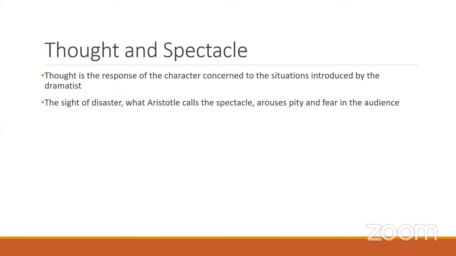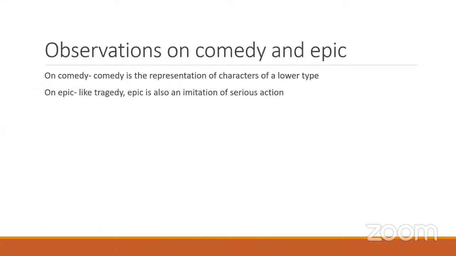Okay. Then observations on comedy and epic. Aristotle's observation on comedy and epic. What do you mean by comedy? Comedy is a representation of characters of a lower type. According to Aristotle, comedy is a representation of characters of a lower type. They are very ridiculous. He considers comedy as used by a species of the ugly people. It's like very lower section people use comedy.